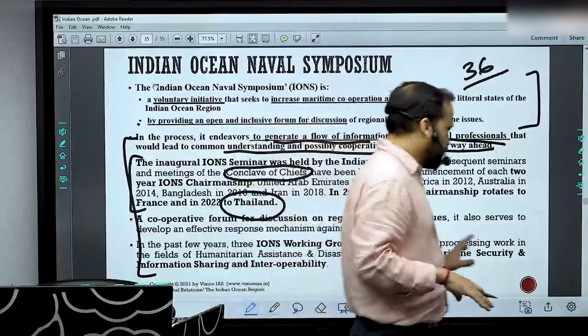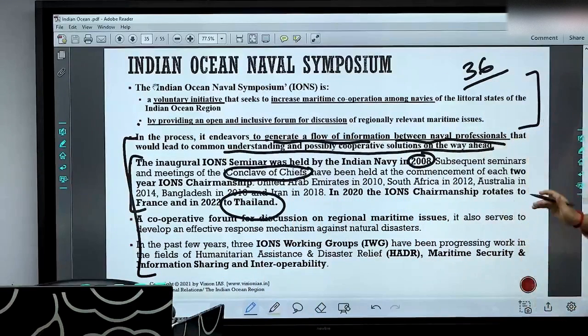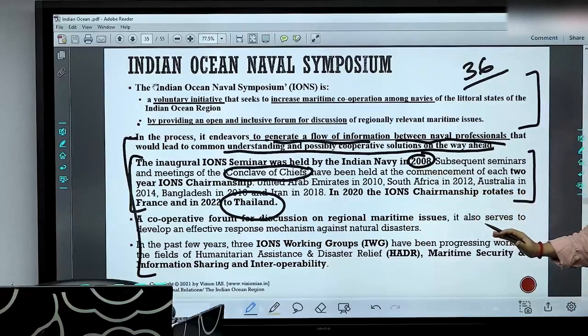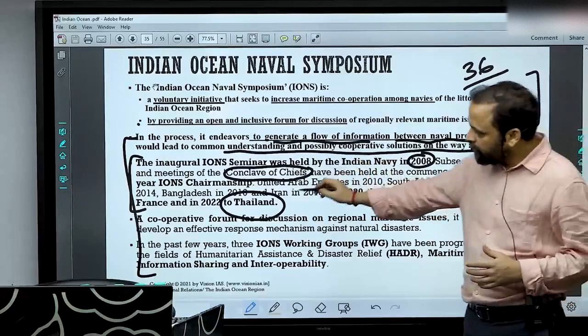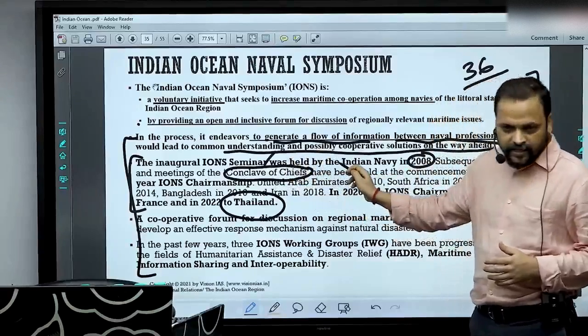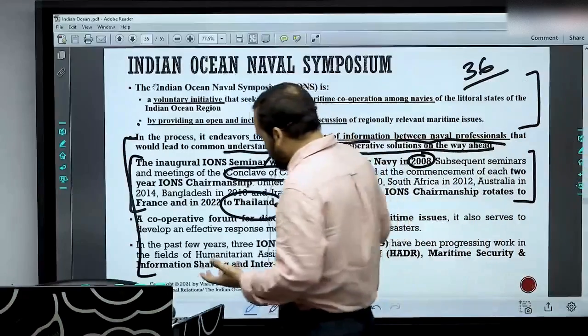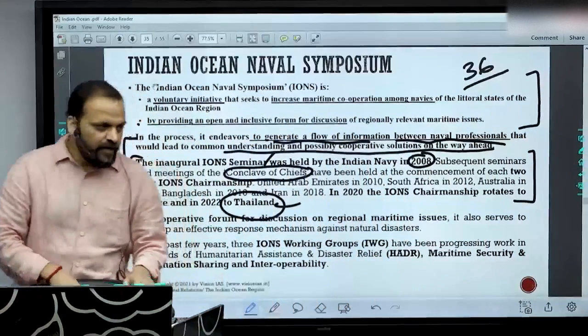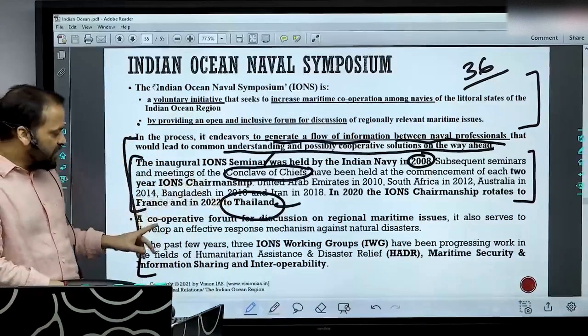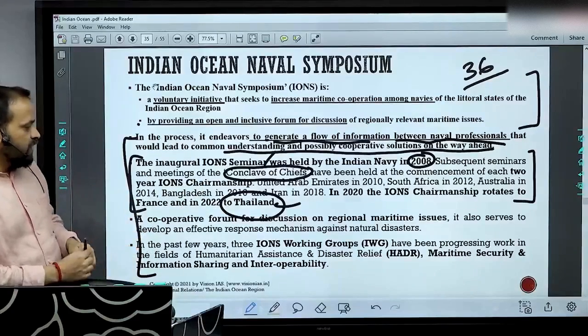Be that as it may. Now you have started understanding. So again I will emphasize: here you read, but you remember what? Where did it start? If it is in India, it is more important. So India started the IONS, and which is the latest country where it was hosted? Thailand is leading it, right?